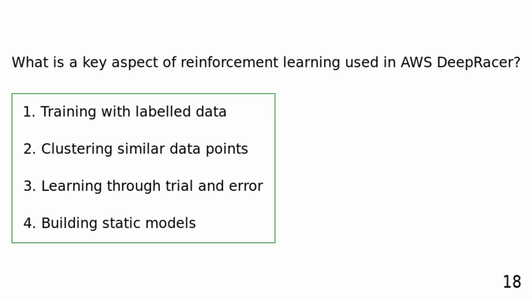What is a key aspect of reinforcement learning used in AWS DeepRacer? Training with labeled data, clustering similar data points, learning through trial and error, building static models.